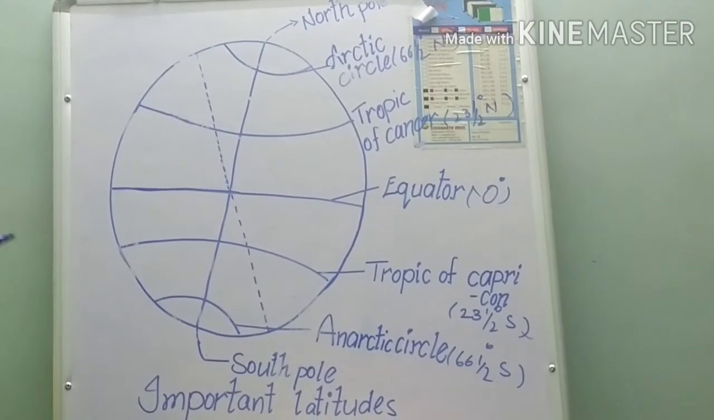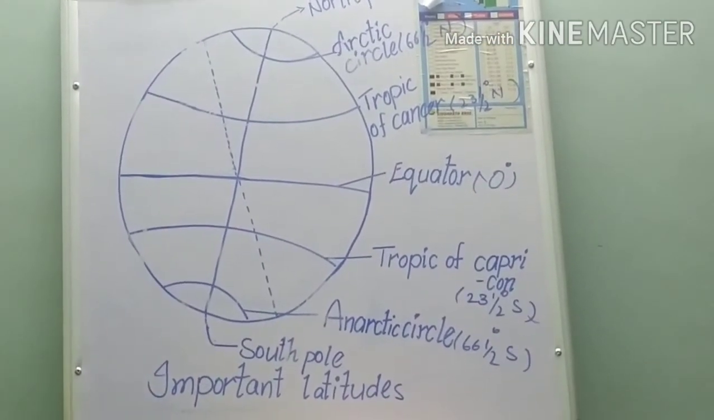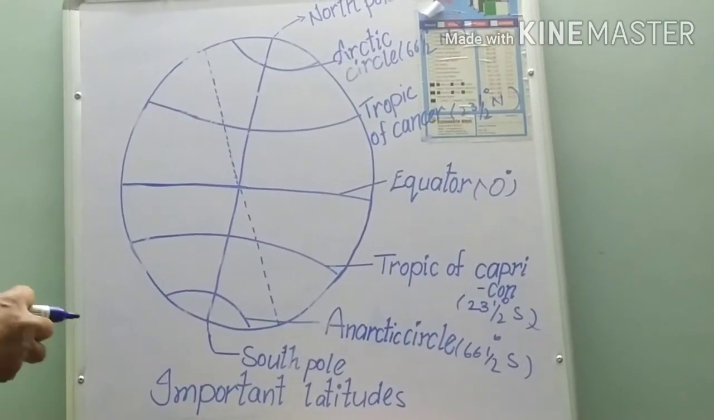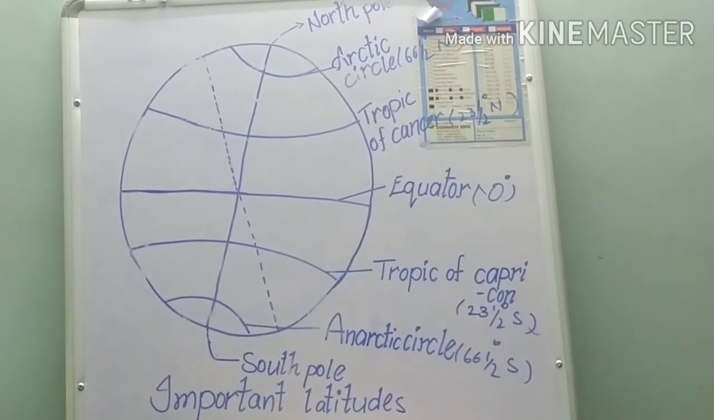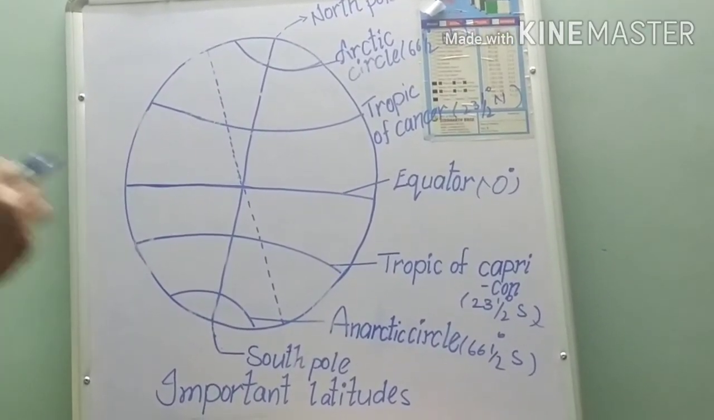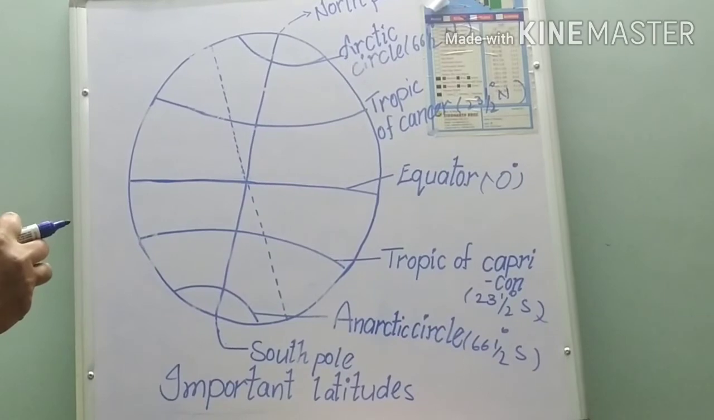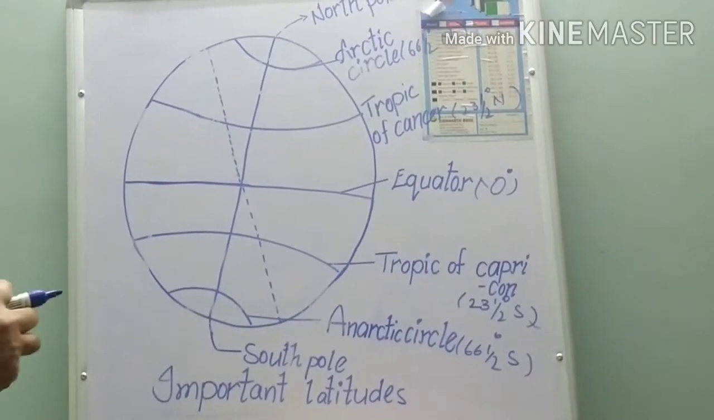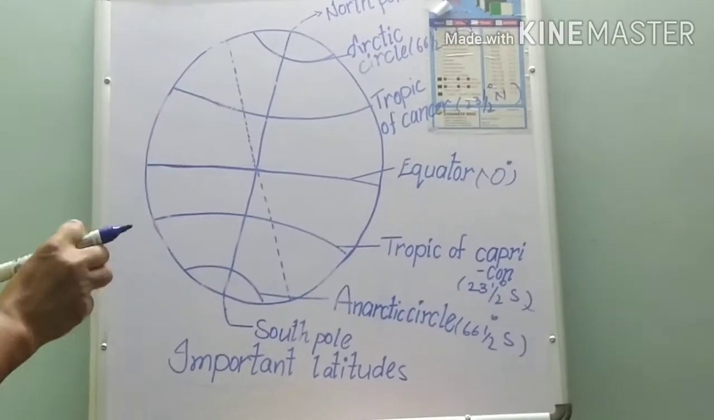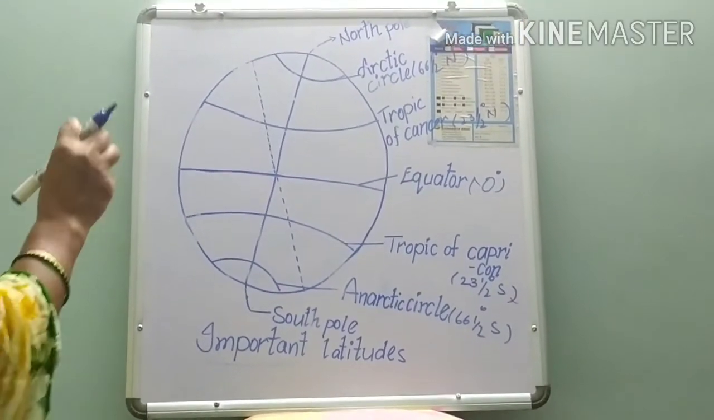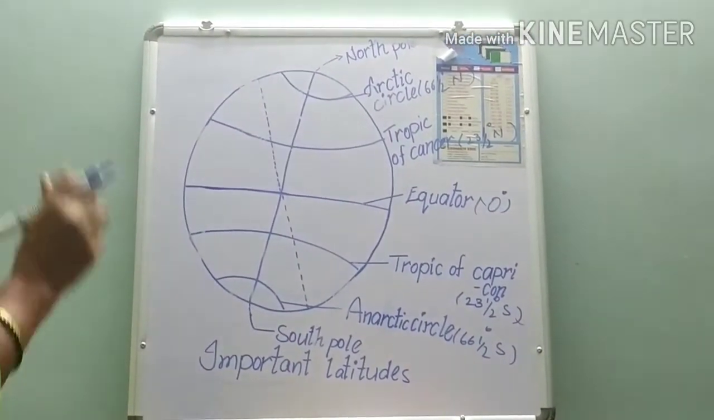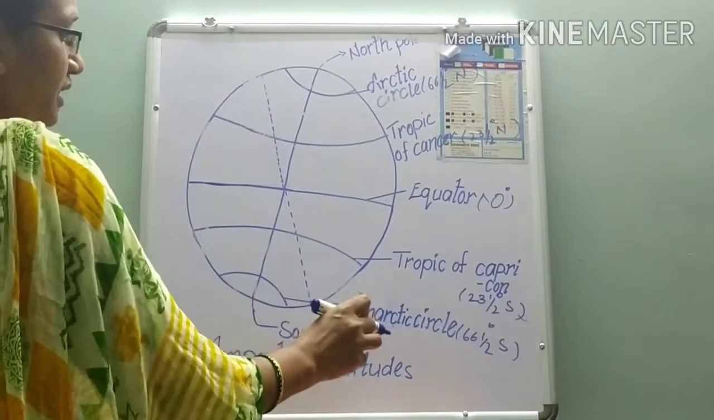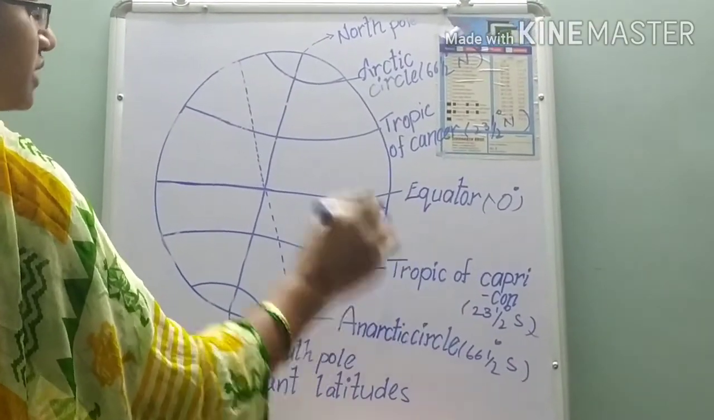What are the important parallels of latitudes? The equator at 0 degrees, the Tropic of Cancer at 23.5 degrees north, the Tropic of Capricorn at 23.5 degrees south, the Arctic Circle at 66.5 degrees north, and the Antarctic Circle at 66.5 degrees south.